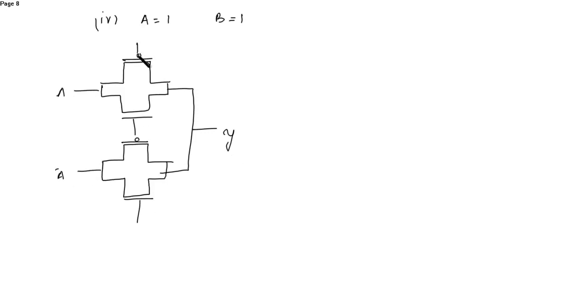This is A, this is A bar, this is B, B bar, this is also B. Okay, so this is P1, N1, P2, N2. So when A is 1 and B is 1, A is 1, A bar will be 0, B is 1, B bar 0.